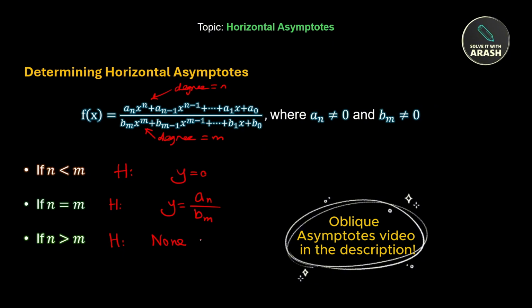Now let's solve some examples to understand this concept and put it in action. In the first example, I have f of x equals 4x over x cubed minus 3. The degree of the numerator is 1, and the denominator has a degree of 3. So the numerator has a smaller degree in comparison with the denominator. So the horizontal asymptote is going to be y equals 0.